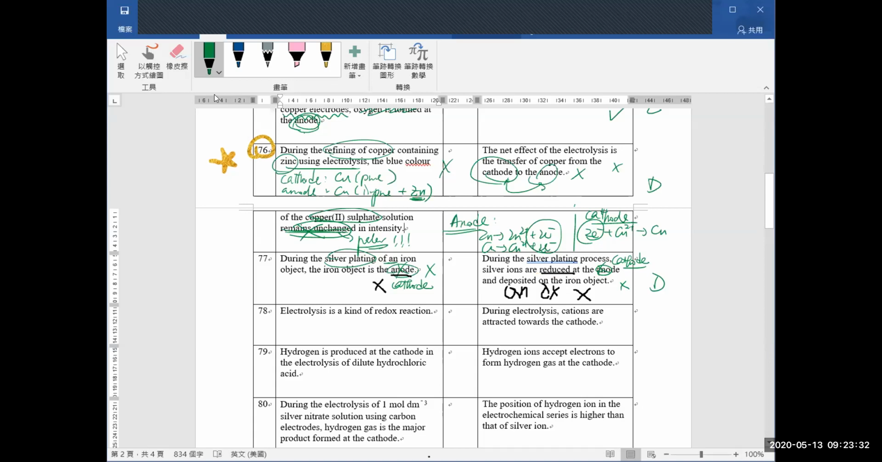How about the electrolyte? Could you please suggest a suitable electrolyte? I love your handwriting, that's so artistic. A silver nitrate solution. Yes, that's right. So remember it is silver nitrate solution as electrolyte. Very, very artistic. 78.